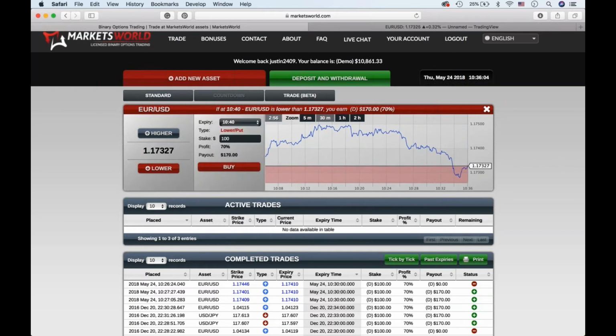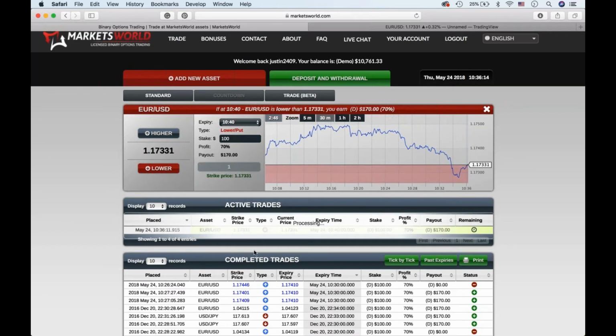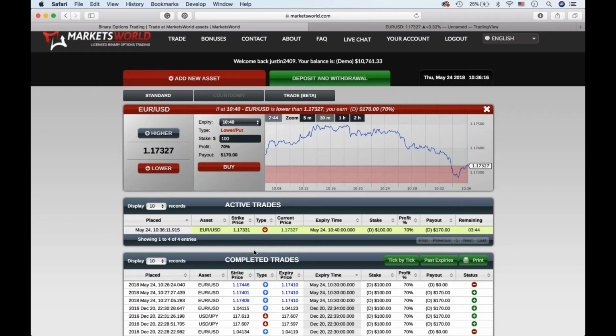Okay, now we have a possible entry, so we're just going to enter it right now for a sell. Gives us 331. That's okay, that's probably what we wanted to go with. And it's immediately reacting to it.